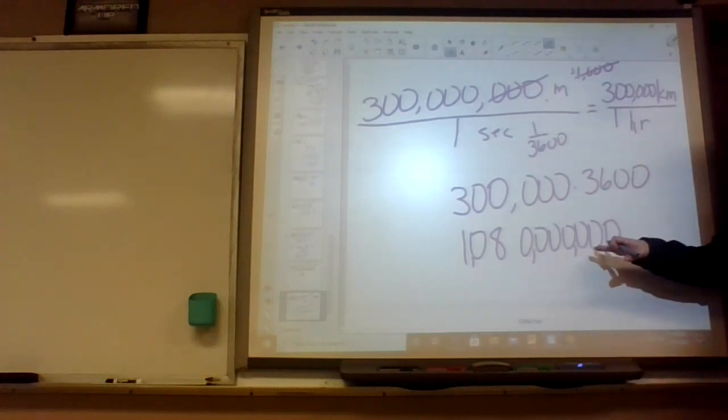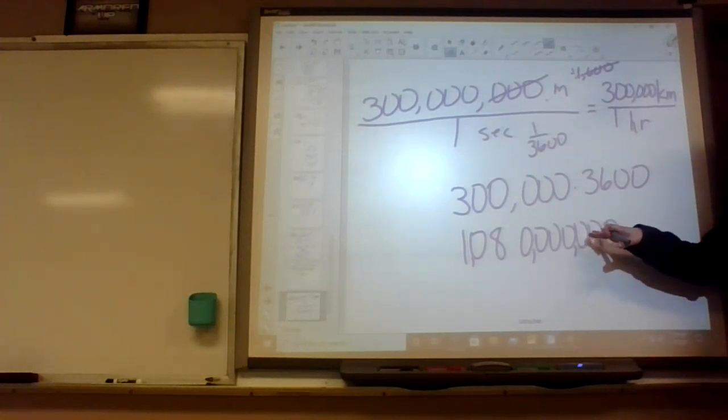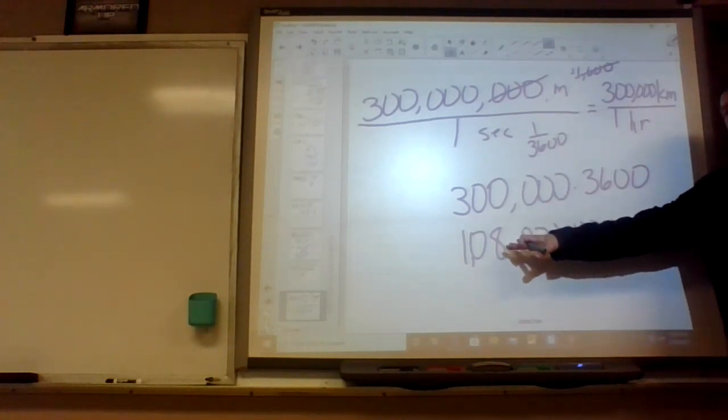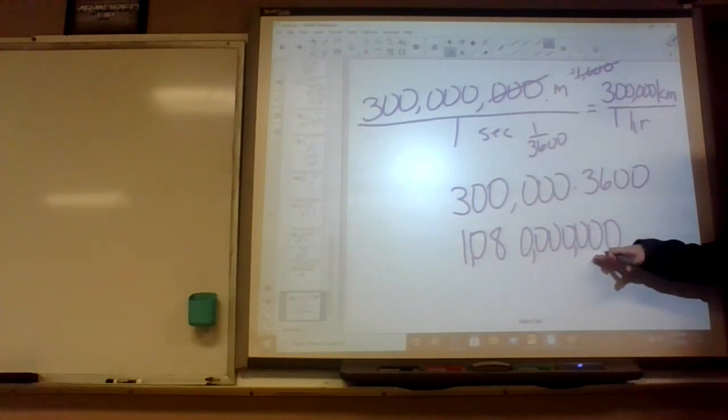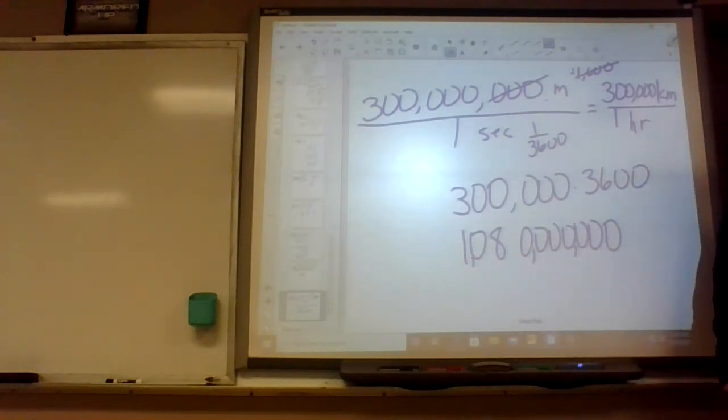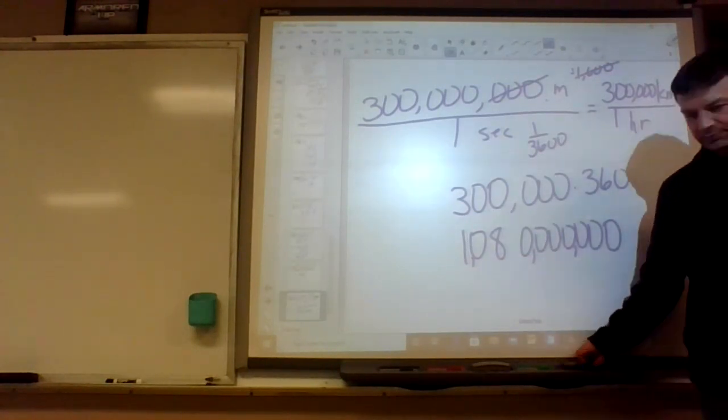The answer is: what's this in scientific notation? The answer, this is the easy part. 1.08. How do you write this? Just do it yourself. How do you write this in scientific notation? 1.08 times 10 to the 9.